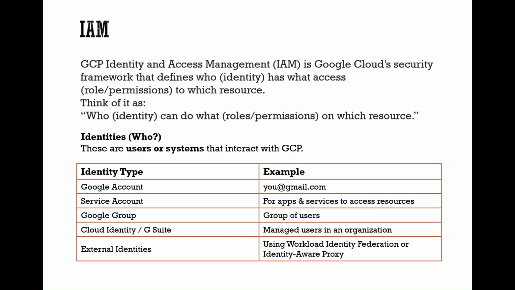So that's a different thing. Then there are also external identities, which are again used to create users and assign roles to those third party users so they can access your resources. So these are some types of identities that we generally use in our GCP infrastructure.